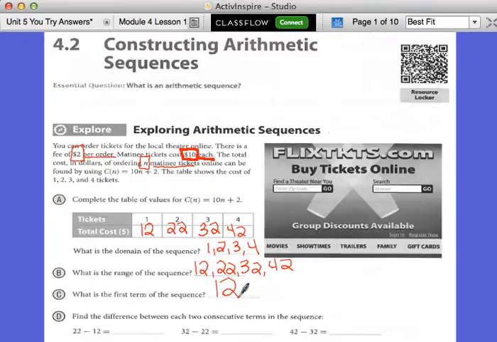Now we're going to look at the patterns that we're finding here. So we notice that 22 minus 12, so our second term minus our first term, gives us 10. Our third term minus our second term gives us 10. And our fourth term minus our third term gives us 10. This is going to help us when we're talking about what an arithmetic sequence is. So I want you to keep in mind that we have that consistent difference of 10.